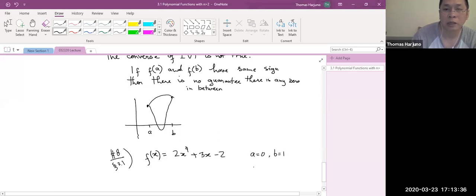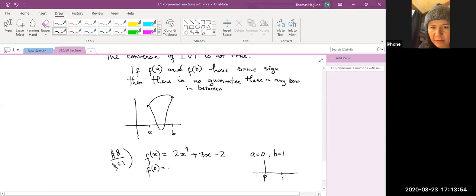So basically we want to see if between x equals 0 and x equals 1, there's any x-intercept in between them. Now, the way we find out is to find what is f(0). What is f(0)? Negative 2. That's right. That one is easier, right?